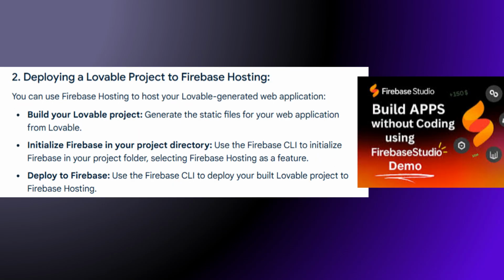Method 2. Deploying a Lovable project to Firebase Hosting. You can use Firebase Hosting to host your Lovable generated web application. Build your Lovable project. Generate the static files for your web application from Lovable. Initialize Firebase in your project directory. Use the Firebase CLI to initialize Firebase in your project folder, selecting Firebase Hosting as a feature. Deploy to Firebase. Use the Firebase CLI to deploy your built Lovable project to Firebase Hosting.